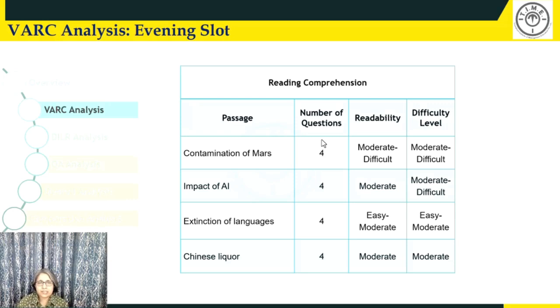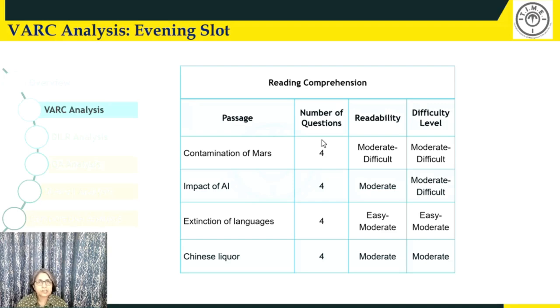There were 4 RC passages. The first one was based on the theme of contamination of earthly bacteria on any space projects in Mars. It was readable to a certain extent, but there was a slightly higher level of difficulty in the readability because of some usage of some technical words.